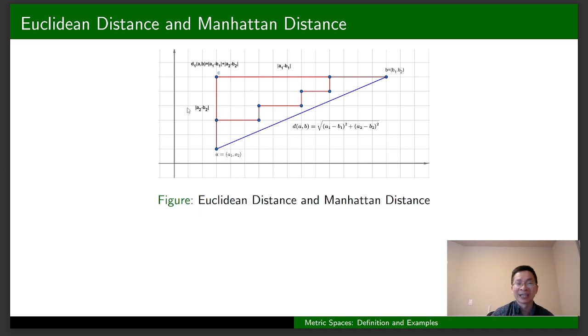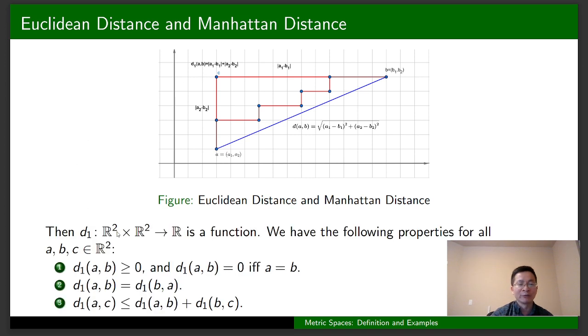First of all, observe that the length of this side of the triangle is the absolute value of A2 minus B2, and the length of this side is the absolute value of A1 minus B1. So the total distance you travel in either case is the absolute value of A1 minus B1 plus the absolute value of A2 minus B2. For any 2 points A and B in R2, we define the Manhattan distance between A and B by this formula. Then D1 is a function from the Cartesian product of R2 and R2 to R.